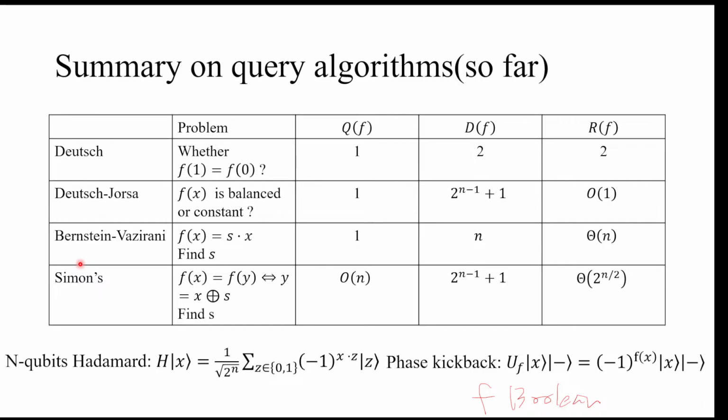Okay, and we can see the separation here. The quantum query complexity of the first three questions is 1, and in Simon's problem it is order n. All three of the first are exact, but this one is a bit different, with a small error probability. This is actually a different complexity.